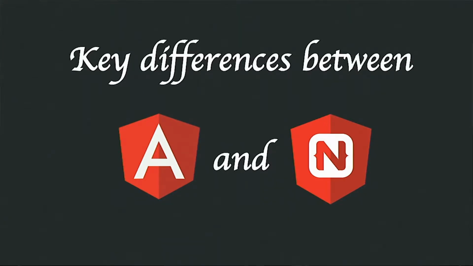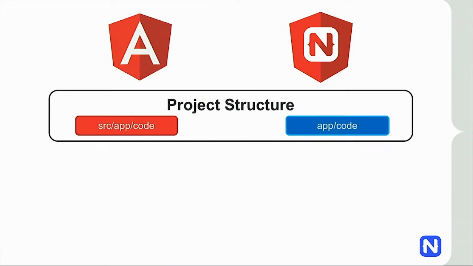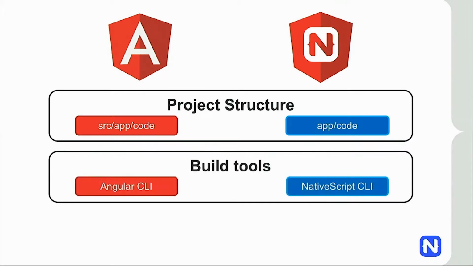So there's some key differences between Angular and the NativeScript Angular projects. One of them is the project structure. For example, in terms of Angular, your code will sit inside the source app folder. In our case, it actually goes straight to app code, which sounds trivial, but might create some tiny issues when it comes to the build. Next thing is, with Angular for web, you use Angular CLI. For NativeScript, we have our own CLI. So you're not going to run ng serve to build an application. We'll run tns run ios, for example.